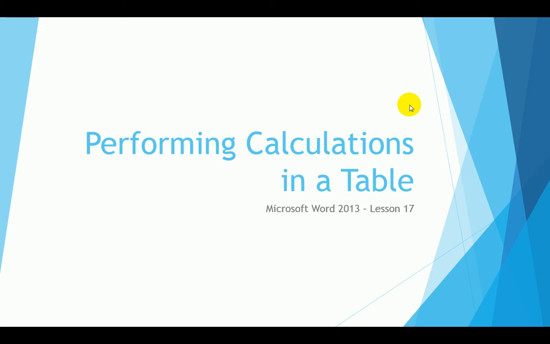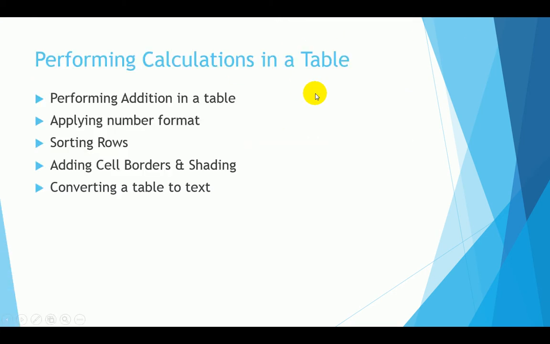Today we're going to be looking at performing calculations in a table in Microsoft Word. We're going to show you how to perform addition within the table, adjust the number format, sort the table based on rows, deal with adding borders and shading to our table, and then we'll wrap up with converting our table to text, the opposite of what we did last time.